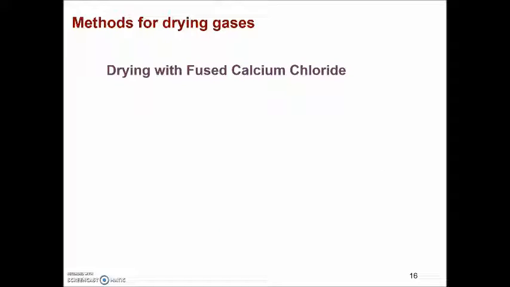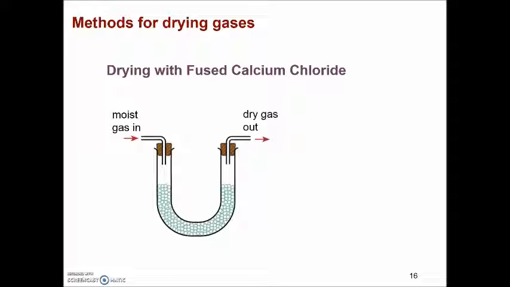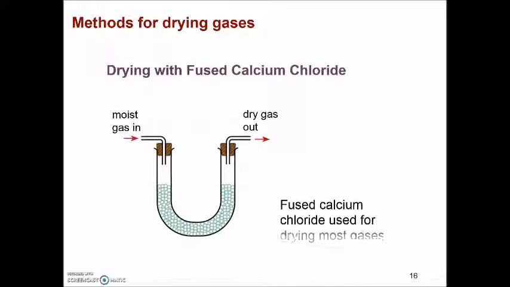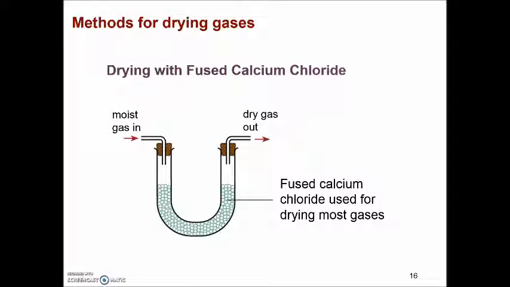The last one is dry with fused calcium chloride. Now, this is used to dry almost all gases because calcium chloride, if you remember, is a salt. It's not an acid, it's not a base. So most gases will not react with it. So what you do is that you bubble in the gas on one end and it will go out the other end.